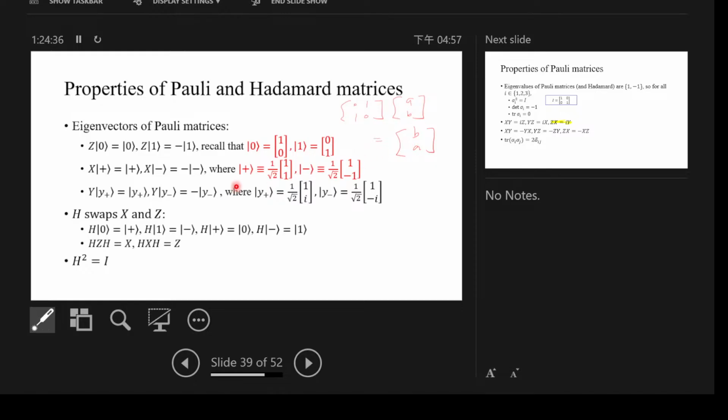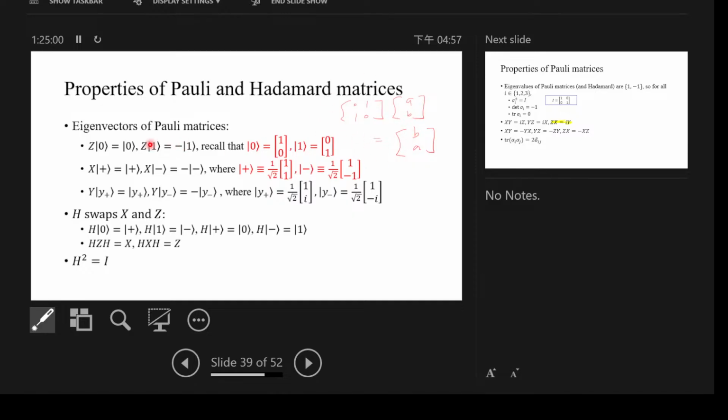And so you can see why these two are the eigenvectors of X, because if you swap (1, 1), then nothing happens, you still get (1, 1). And if you swap (1, minus 1), then you get (minus 1, 1), which is a negative sign on (1, minus 1). Okay? And it's also nice to remember that X has this swapping property.